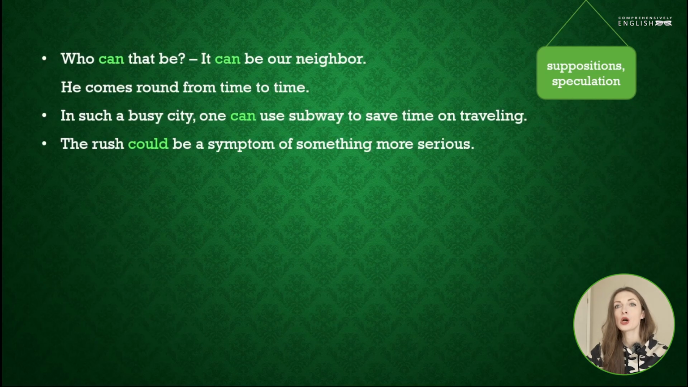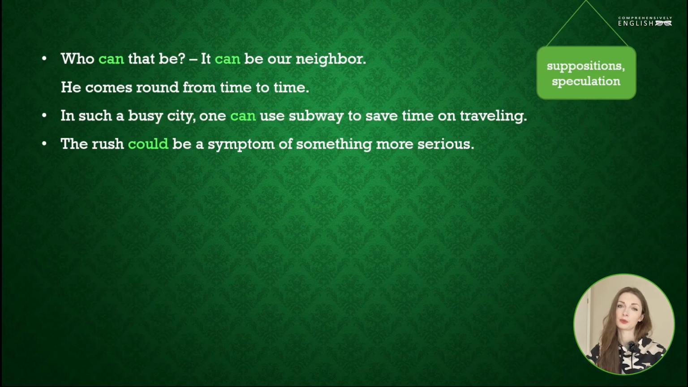Suppositions and speculations can also be expressed by can and could. Let's see. Who can that be? It can be our neighbor. He comes around from time to time. In such a busy city, one can use the subway to save time on traveling. The rush could be a symptom of something more serious. These are the speculations of the speakers. So who can that be? I think it is our neighbor, because he has this habit.